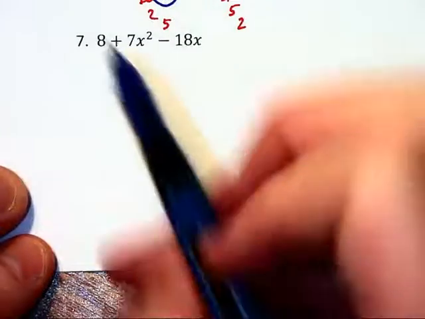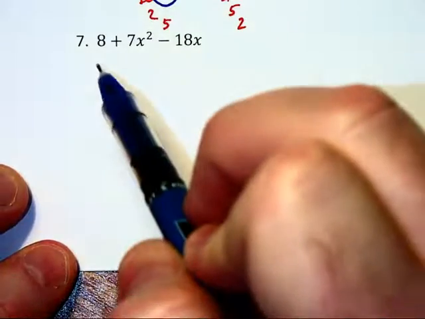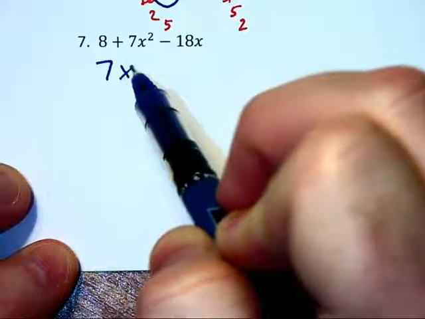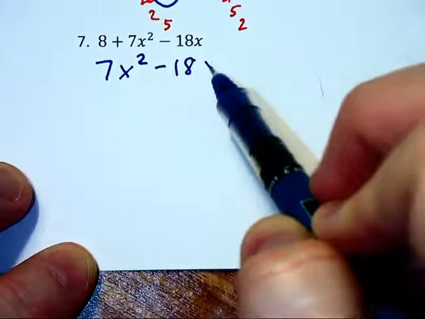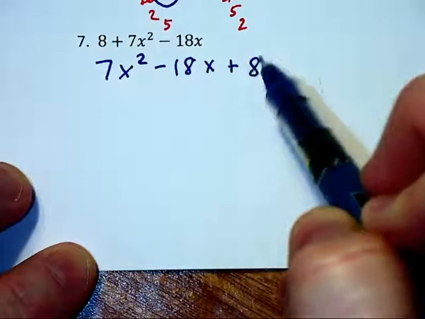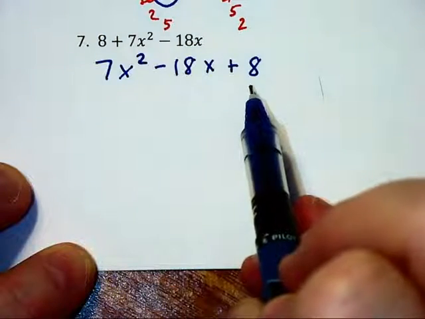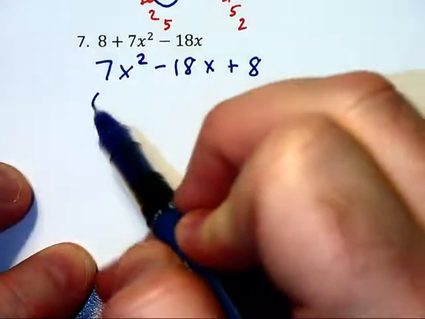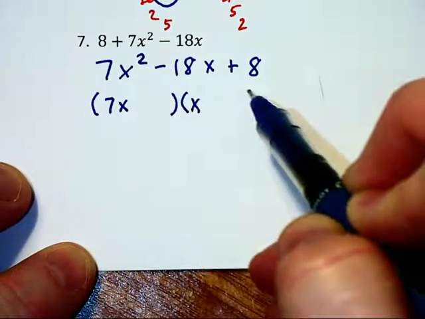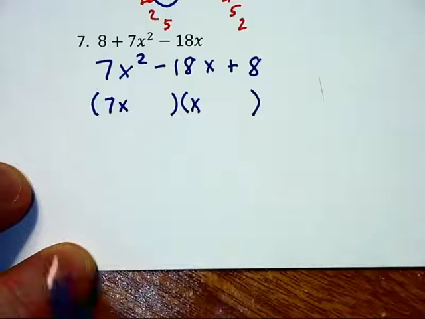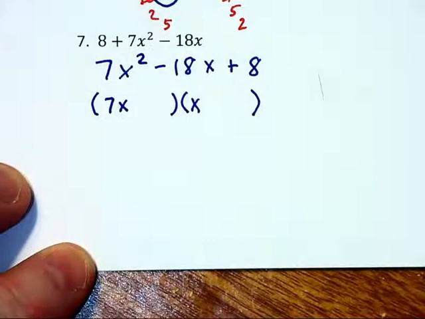For this next problem, I noticed that it's not written in descending order. So that's the first thing I want to do: rewrite it as 7x squared minus 18x plus 8. I don't see any GCF that goes into each term. I can, however, notice that 7 is a prime number, and that's going to be an easy way of writing this out. It's going to have to start with 7x times 1x.